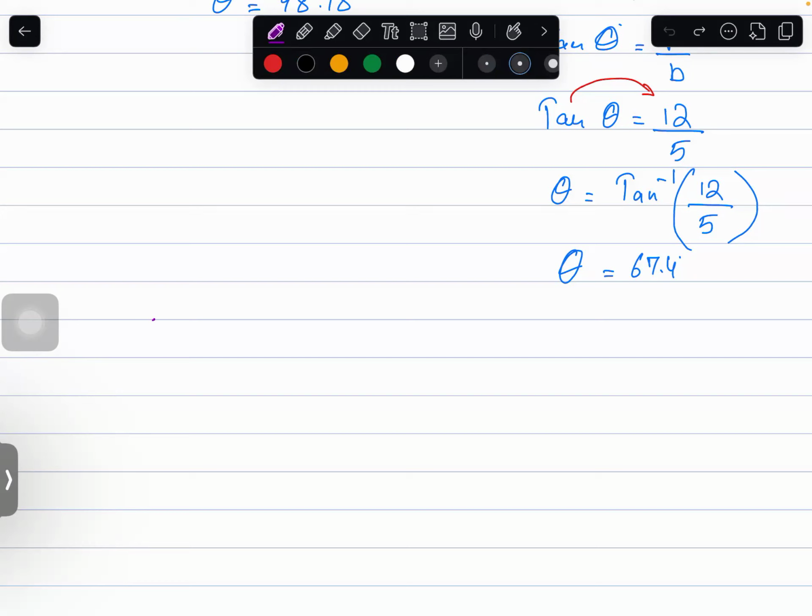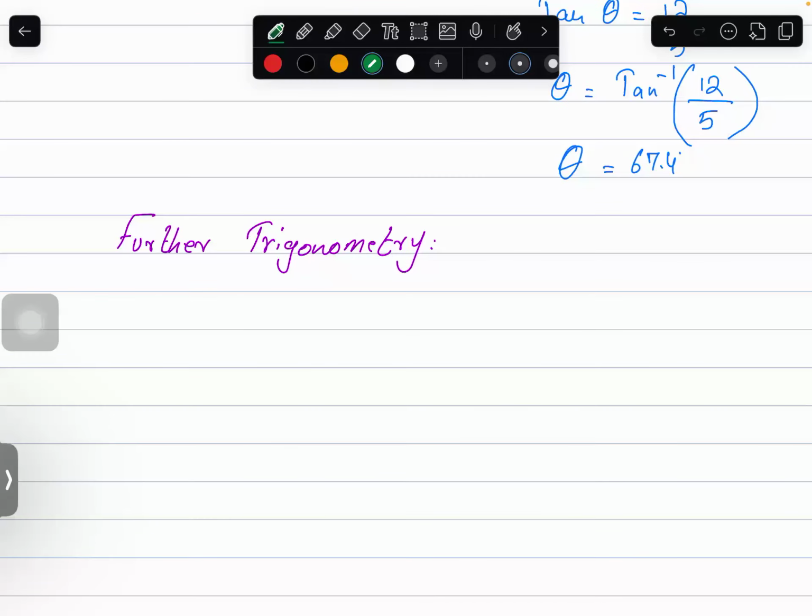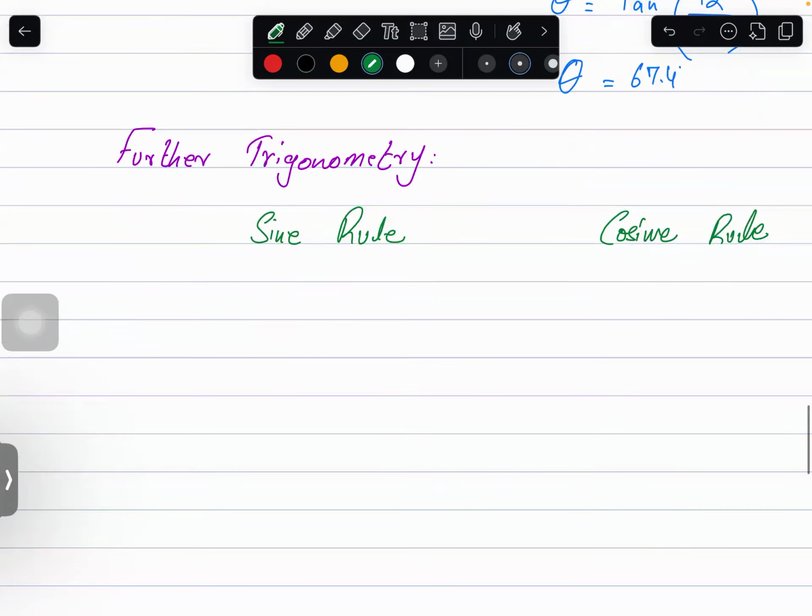First is further trigonometry. And in further trigonometry, you basically have two things. One is the sine rule. The other is the cosine rule. Now, at the very beginning of the revision for trigonometry, I told you that there are two types of triangles. One type is when you have a 90-degree or right angle present in a triangle.